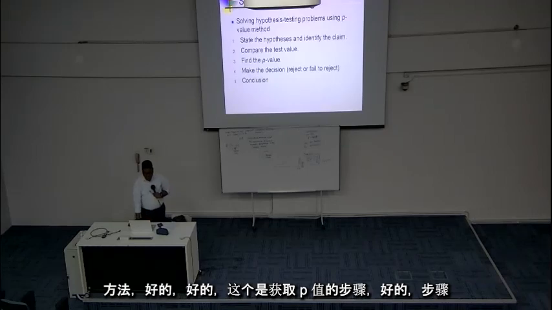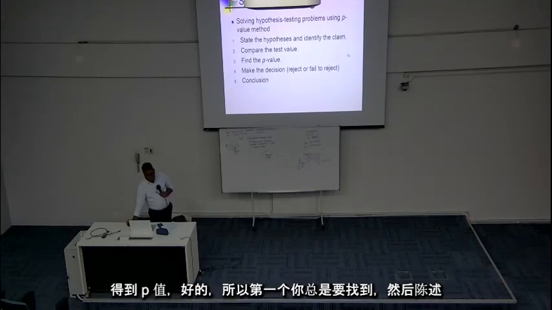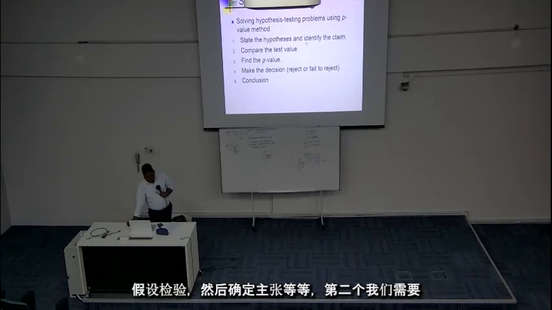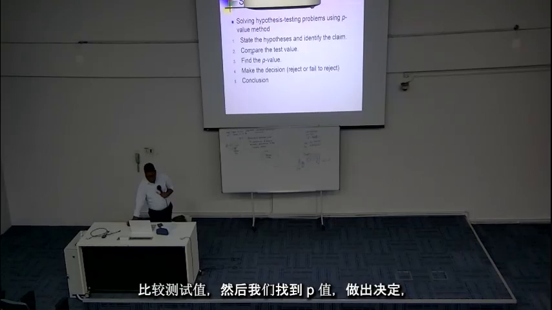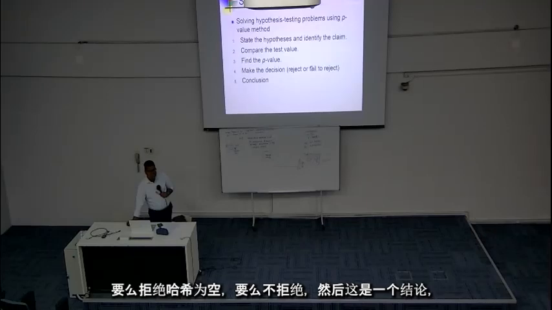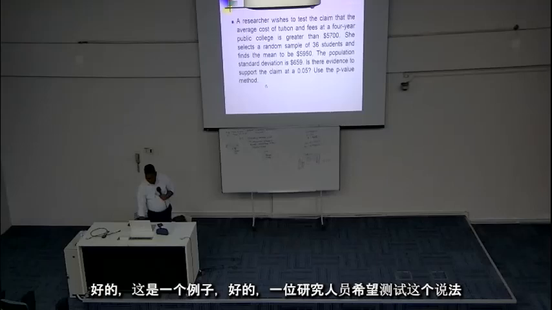All right. So these are the steps of getting the p-value. The first one, we always have to find and state the hypotheses, identify the claim and so on. The second, we compare the test value and then we find the p-value. Then make the decision, either you reject the H null or not reject, and then state the conclusion. All right, so this is an example.